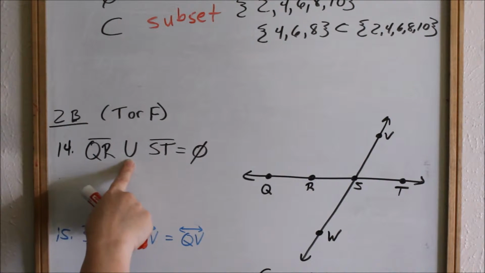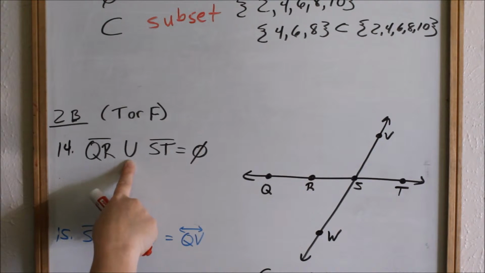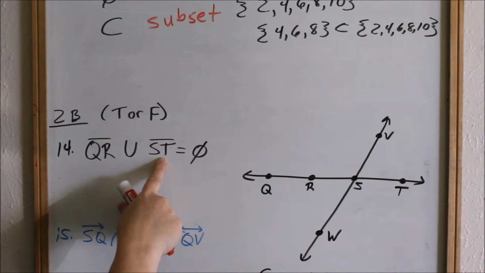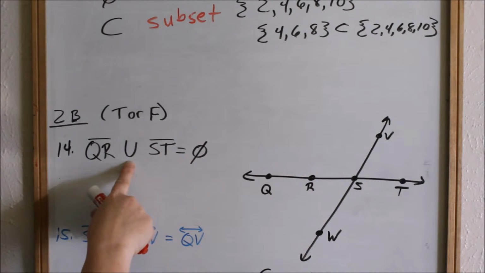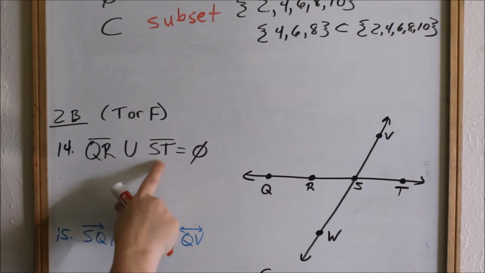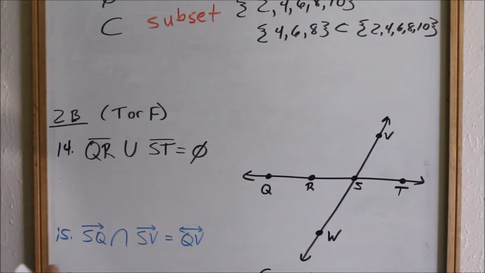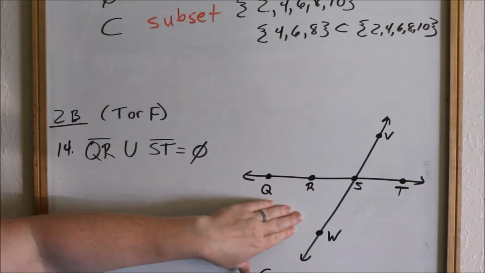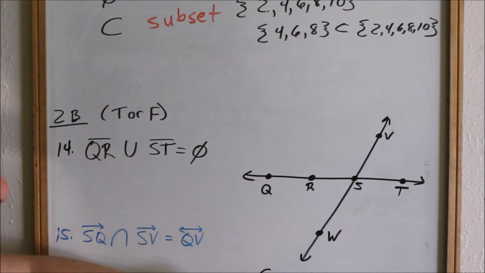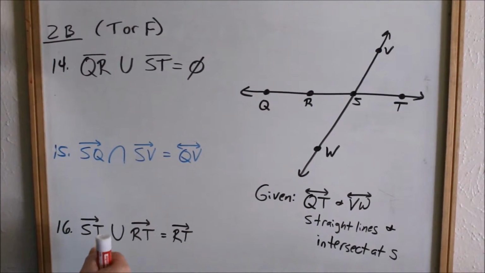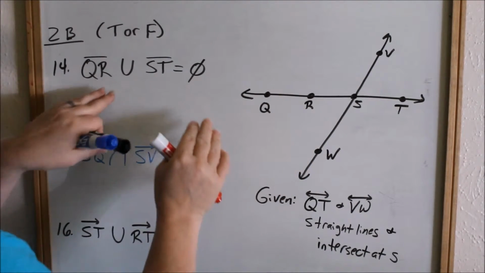This reads, first off you have to know the symbol, U for union. So this reads the union of line segment QR and line segment ST. We want to know what is the answer when you combine, because union means combine together. When you combine line segment QR and line segment ST, do you get an empty or null set or do you get something else? My recommendation, look at your figure. So we're going off this figure. You always look at your given. The given says that line QT and line VW are straight lines and they intersect at S. Always read your given. My recommendation is to take what they're asking out of the picture.